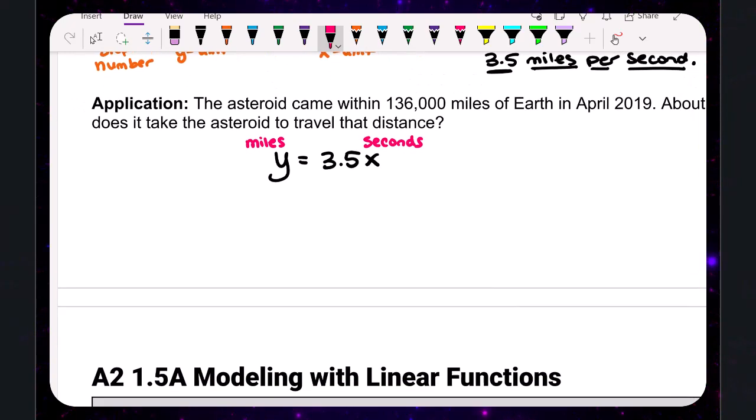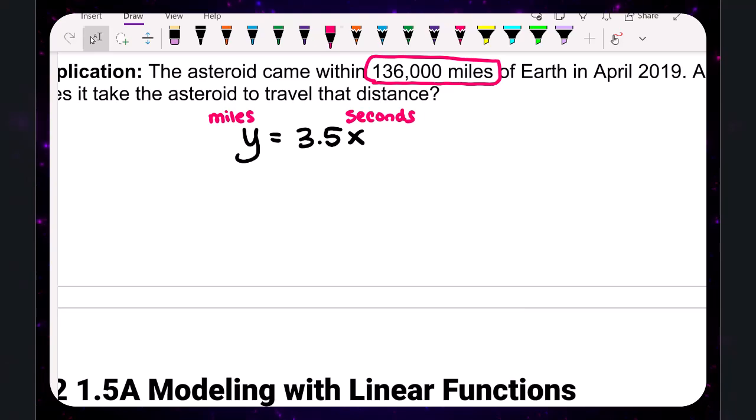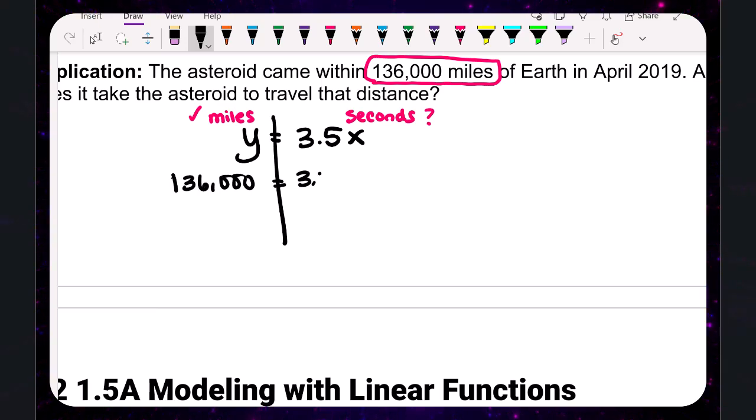All right, let's see what it wants us to do. It says the asteroid came within 136,000 miles. About how long does it take for the asteroid to travel that distance? So it's asking us how long. So we're trying to figure out seconds, but we know how many miles it is. So what I'm going to do is I'm going to replace y with the miles that they gave me. So it's 136,000 miles is 3.5x. So solve for x, because that's going to give us our time. So x is going to be equal to, we're going to round it to the nearest whole number.